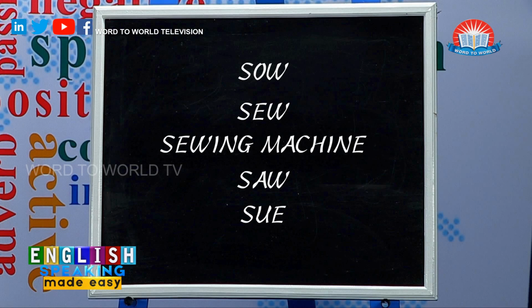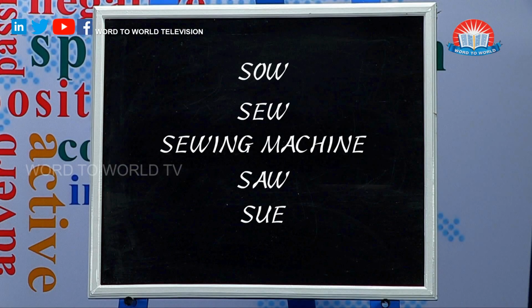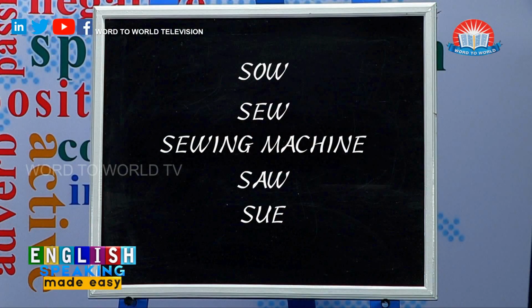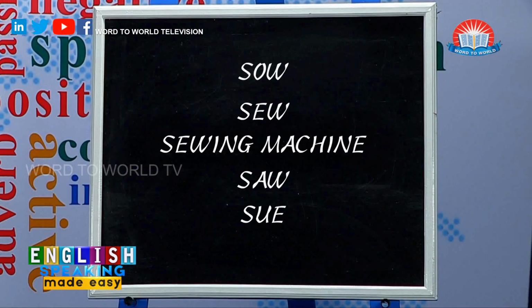We must have heard everyone say sewing machine. They take it from the spelling. It's not sewing machine, it is a sewing machine. The pronunciation is very similar to the word which I told you before, S-O-W. So it's not sew, it is sew. Similarly, S-A-W, it is saw. The last word, it's called sue.